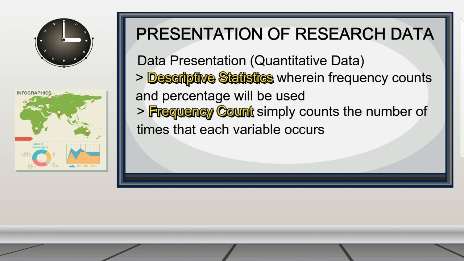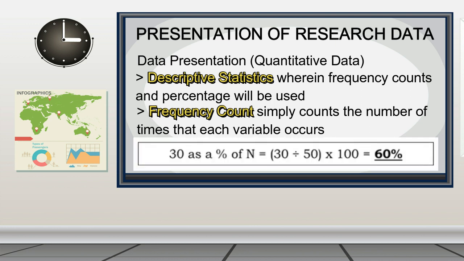Frequency count simply counts the number of times that each variable occurs, such as the number of males and females within the sample. On the other hand, here is a review on how to calculate what percentage one number is of another number. For example, in your questionnaire, your 50 respondents answered a yes/no question. 30 of them answered yes. Here's how to compute for the percentage.